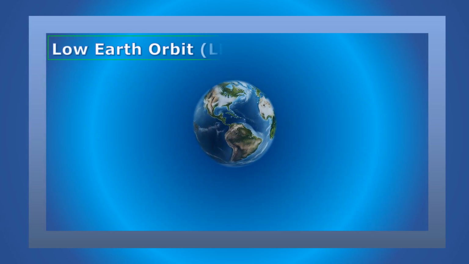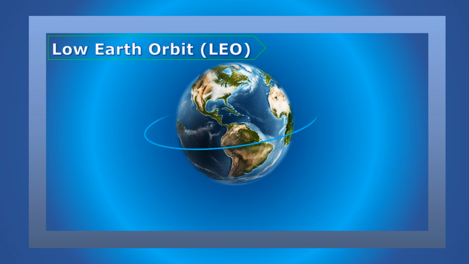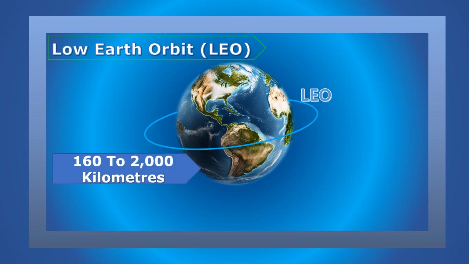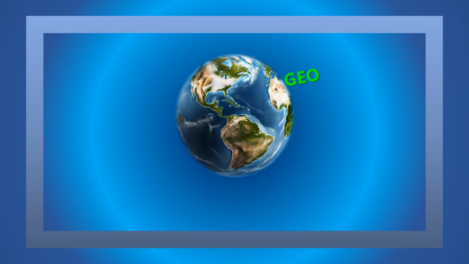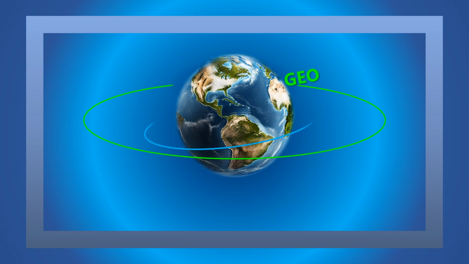Low Earth orbit is the region of space within a few hundred kilometers above the Earth's surface. Satellites in LEO typically orbit at altitudes ranging from about 160 to 2,000 kilometers, where low Earth orbit satellites have shorter orbital periods and are closer to the Earth compared to other orbit types.